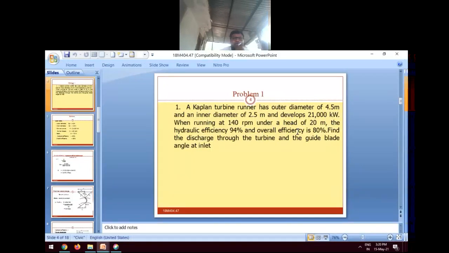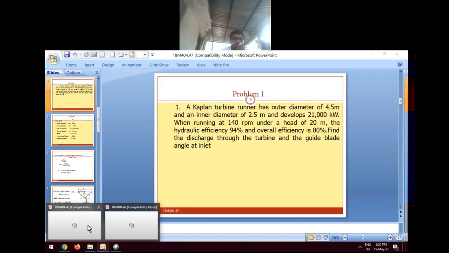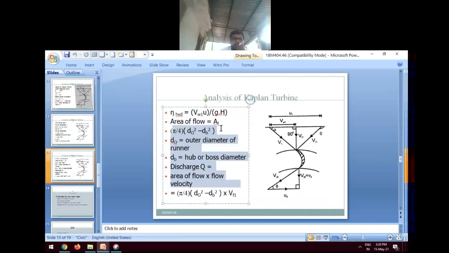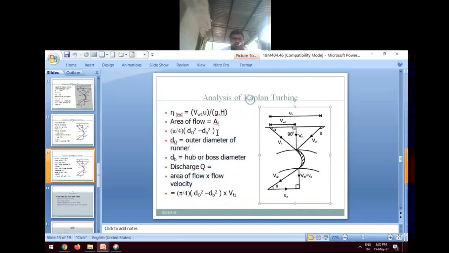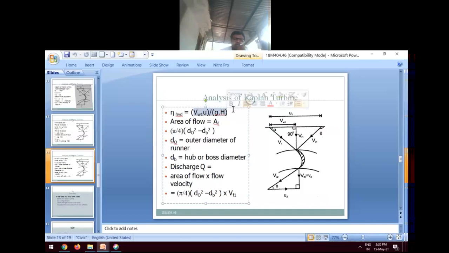Okay, students, now we have to discuss problems on the Kaplan turbine. First, you have to remember all those formulas which we previously described. Hydraulic efficiency equals VW1 into U by GH, where VW1 means the whirl velocity at inlet, U is the runner vane velocity, G is the acceleration due to gravity, and H is the mean head available.